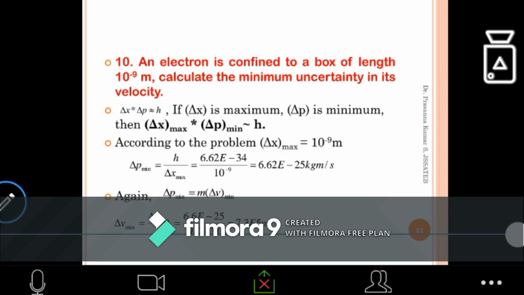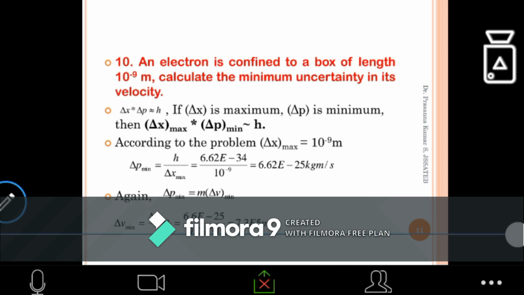Then what is delta p minimum? I told you momentum p is equal to mass into velocity. Delta p is equal to m into delta v. The numerical asks for the minimum uncertainty in velocity, so you calculate first delta p, then split into m into delta v. So delta p minimum is equal to h by delta x maximum. You know, h is Planck's constant, and delta x is 10 to the minus 9 meter here. So you will get around 6.62 into 10 to the minus 25 kg meter per second. That is delta p.